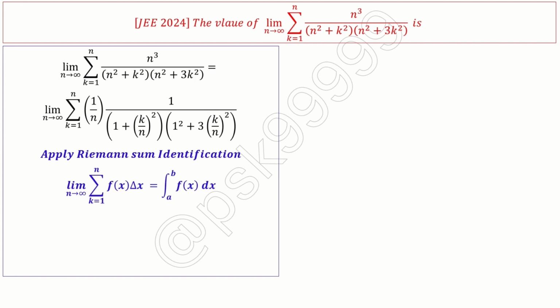Okay, so that is nothing but, if you have the limit as n tends to infinity of the sum from k equal to 1 to n of f of x delta x, then you can write this as the integration from a to b of f of x dx. Okay, how to get the a and b values, I'll show you with this example only.